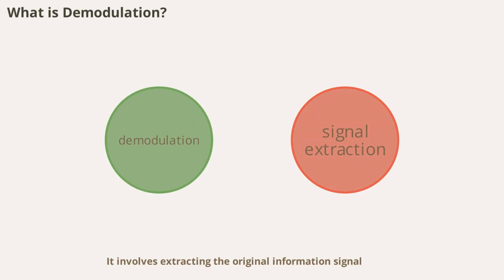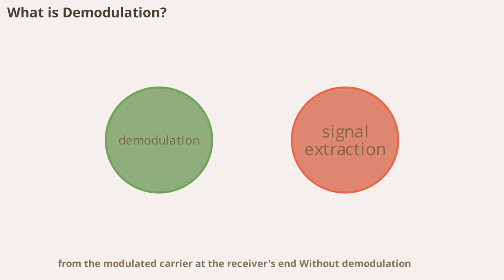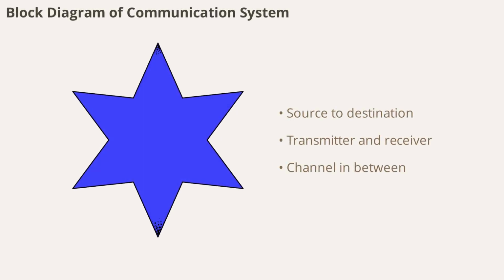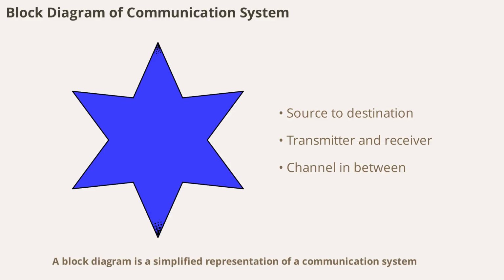Demodulation is the reverse process of modulation. It involves extracting the original information signal from the modulated carrier at the receiver's end. Without demodulation, the transmitted message would remain hidden within the carrier signal and be unintelligible to the receiver. Demodulation is a crucial step in ensuring that the information sent by the transmitter is accurately recovered and understood by the recipient. A block diagram is a simplified representation of a communication system, showing its main components and how they interact.